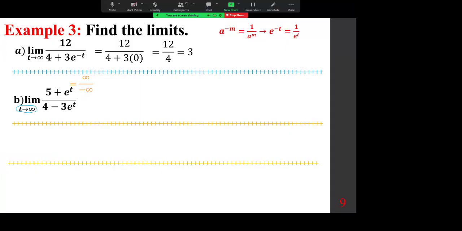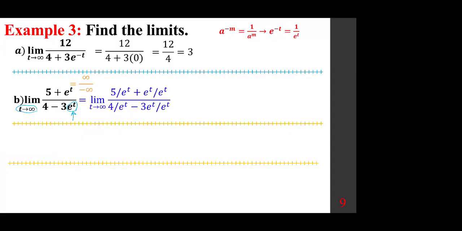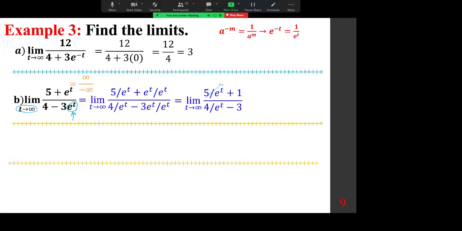Because t is approaching infinity, you divide by the highest degree term, which is e to the power of t in the denominator. So we divide everything by e to the power of t, and we simplify. We get this one. Needless to say, because t is approaching infinity, this goes to 0, this goes to 0, 1 over negative 3, or negative 1/3, is the final answer.